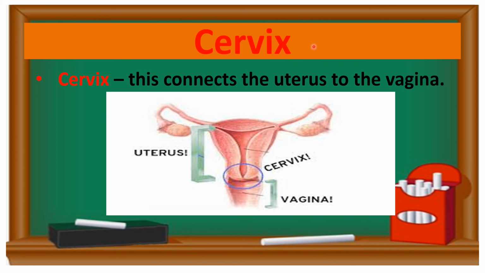Okay, the next part is your cervix. The cervix is the one that connects the uterus to the vagina. As you can see here, this is the uterus, this is the vagina, and here in the middle is what you call your cervix. It is the one that connects the uterus and the vagina.